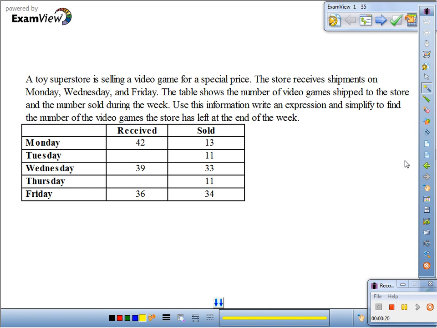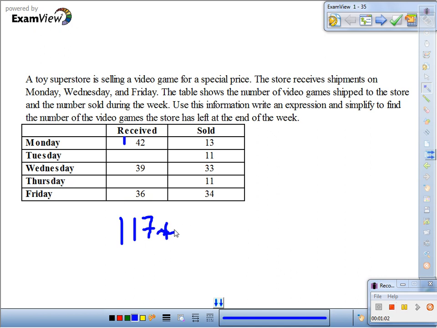Here we go. Number one, it says, a tourist superstore is selling a video game for a special price. The store receives shipments on Monday, Wednesday, and Friday. Here they are. So how many total shipments did they receive? 3 of them. What is the total for the shipments? Let's see. 9 plus 5 plus 6, that's 15. Plus 2, that's 17. I got 1. 5 and 6, that's 11. So it's 117 games. These are all coming into the store. They're all positives. You're going to combine that with everything that leaves to be a negative.